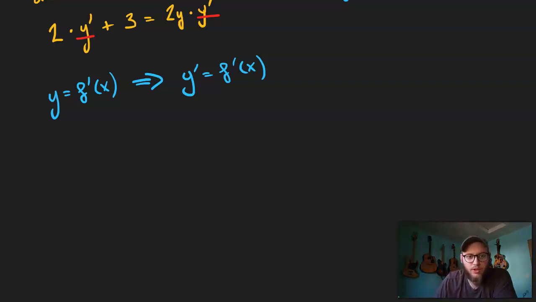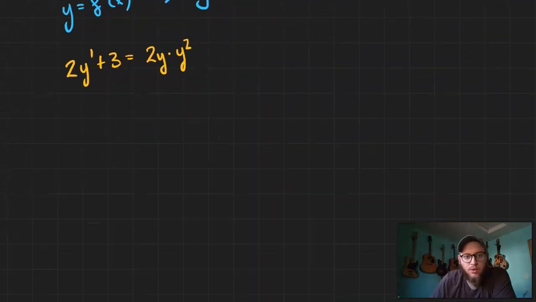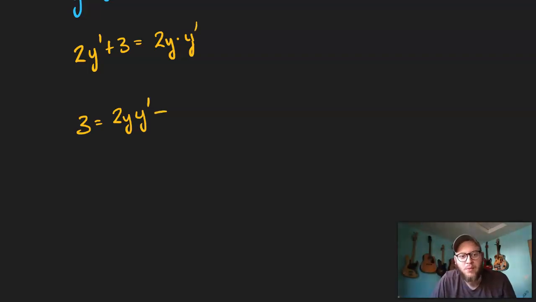So let's just rewrite the function in here. We got 2y prime plus 3 equals 2y times y prime. Well, we got to use basic algebra skills here. So what's the first thing we're going to do? We're just going to move this 2y prime to the other side. So we get 3 equals 2y, that should be not a squared. I'm probably going to make that mistake this entire time. 2y y prime minus 2y prime right here.